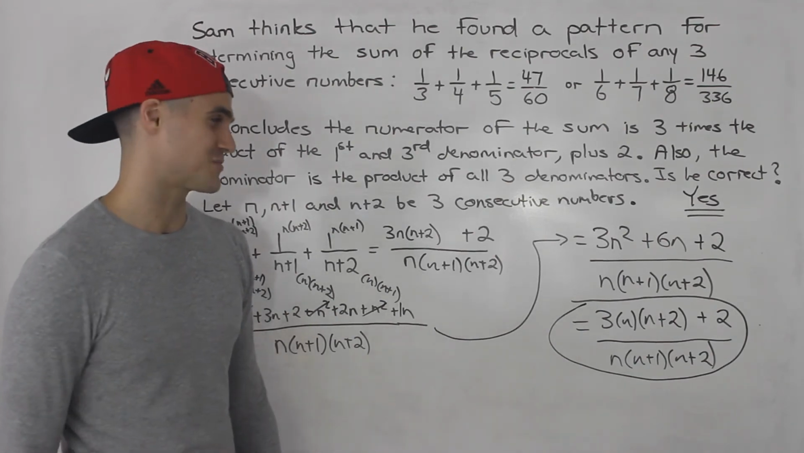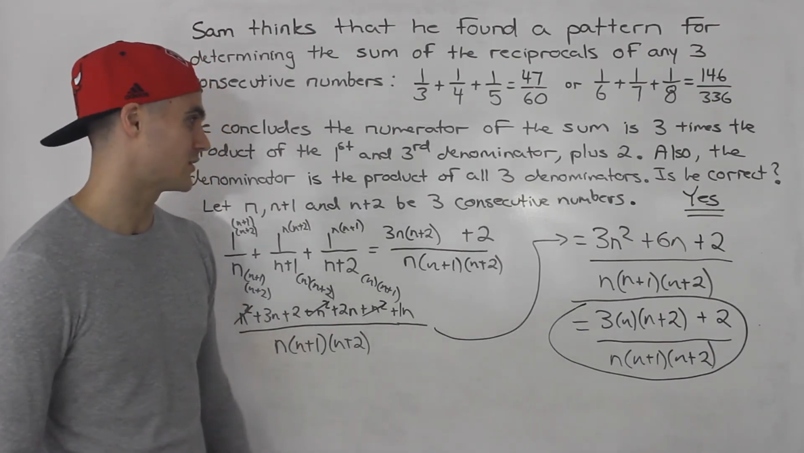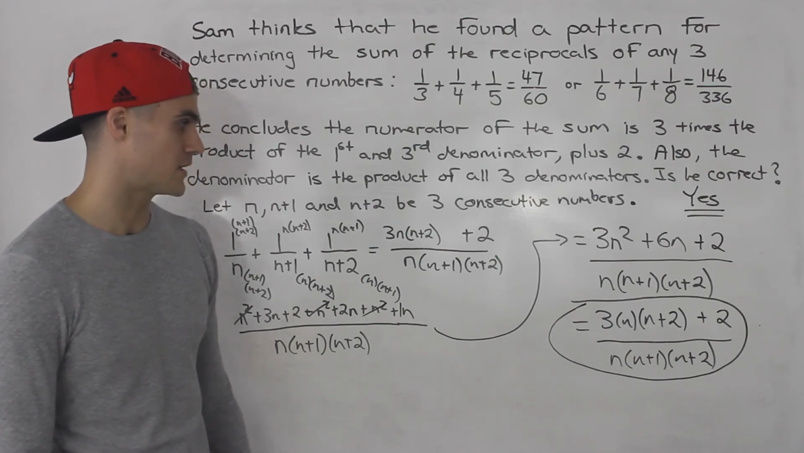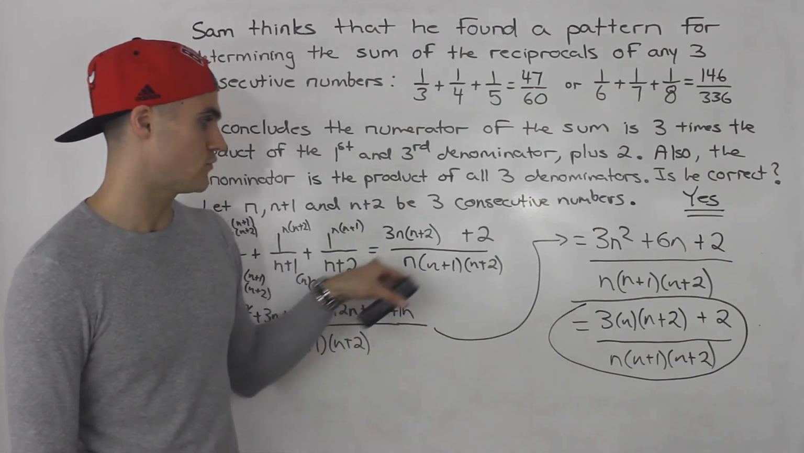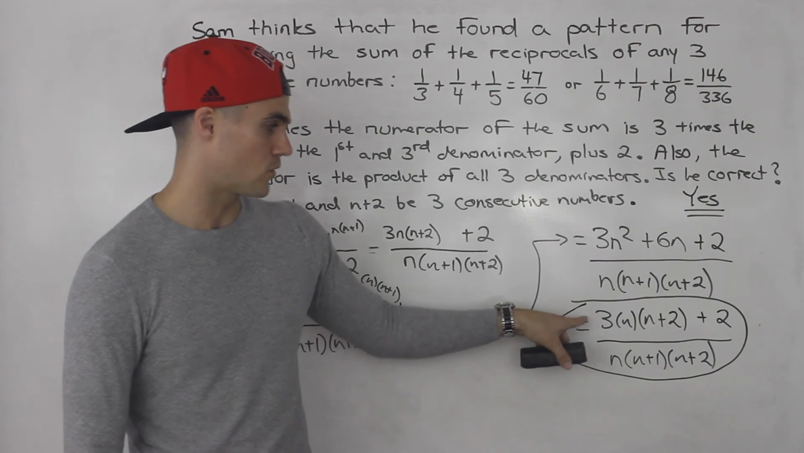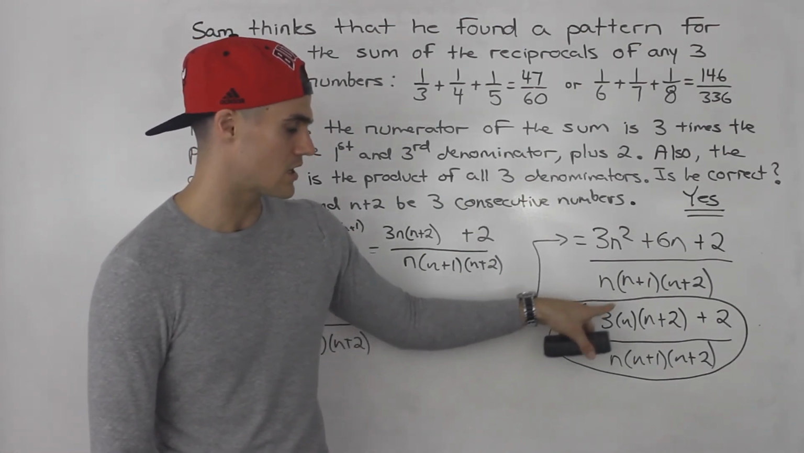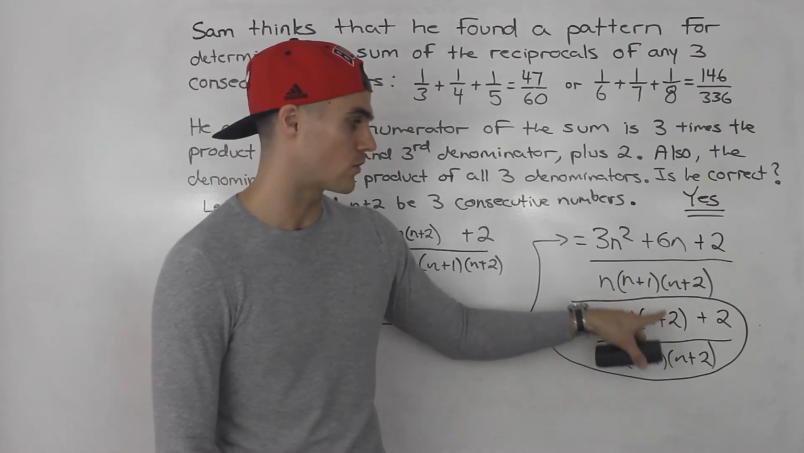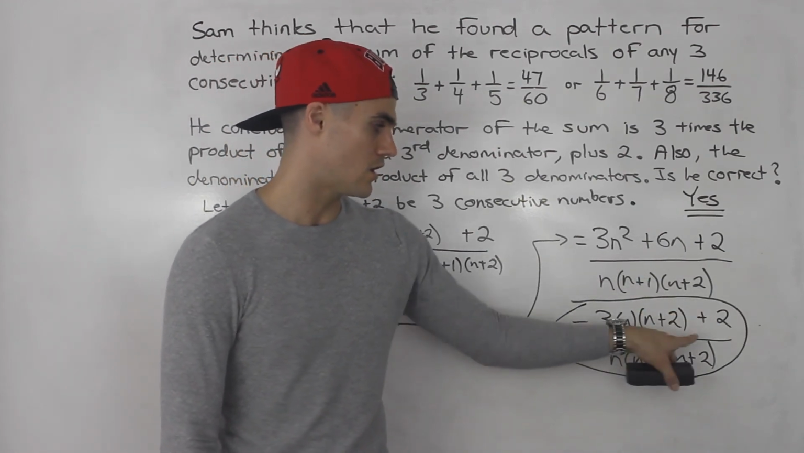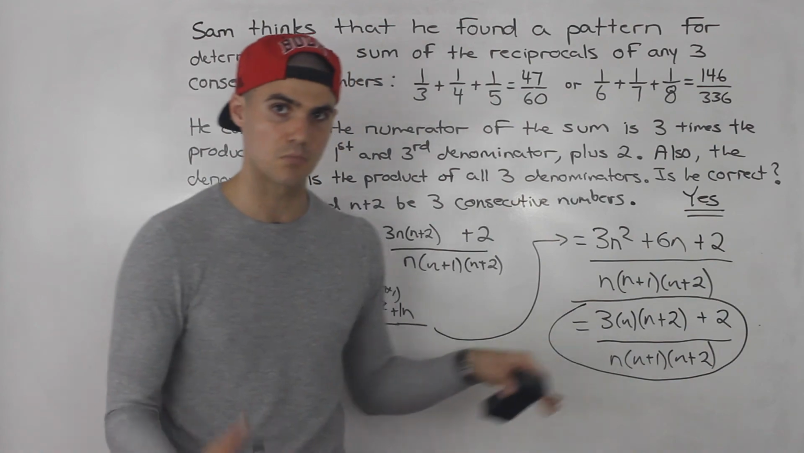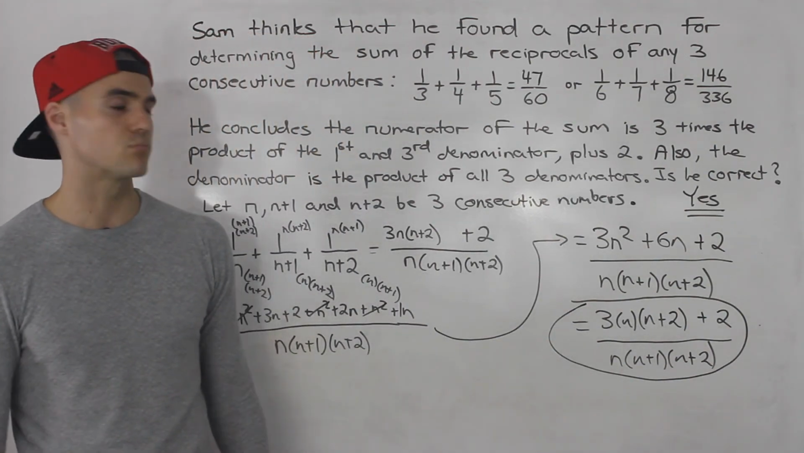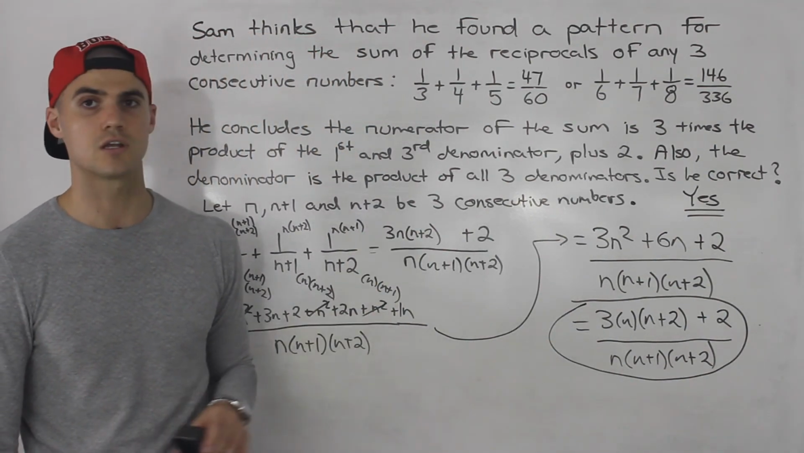Anyway, it was a tough question to explain. I was kind of jumping around a little bit, actually tripping over my own words. But yeah, because we showed for a general case that the numerator is 3 times the first denominator times the third denominator plus 2, all over the three denominators multiplied by each other, we proved that Sam's conclusion is correct.